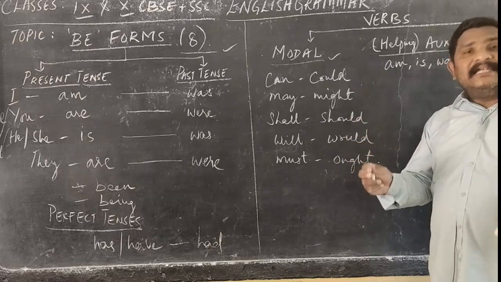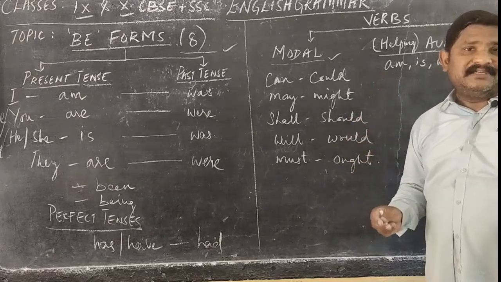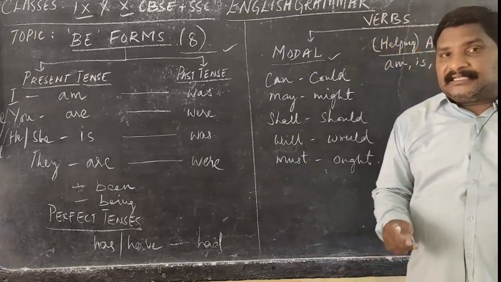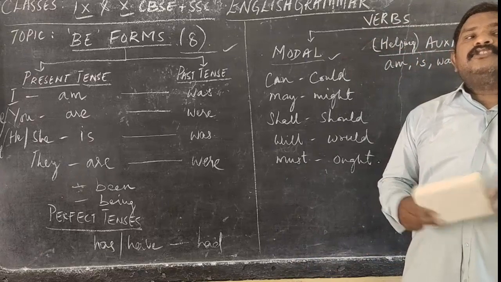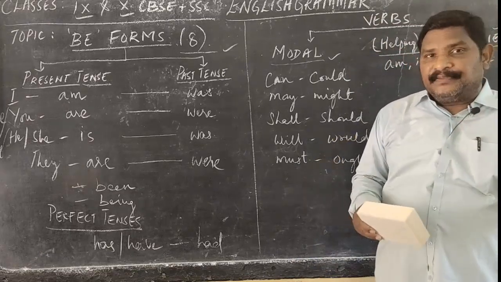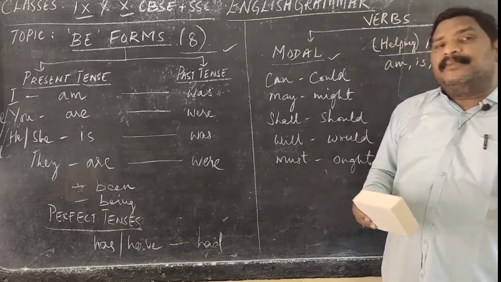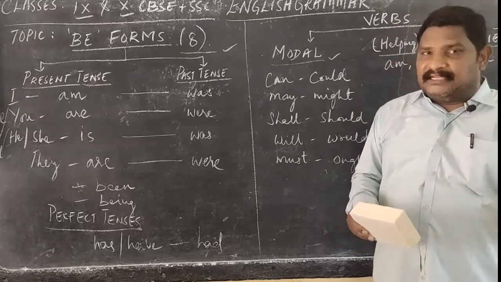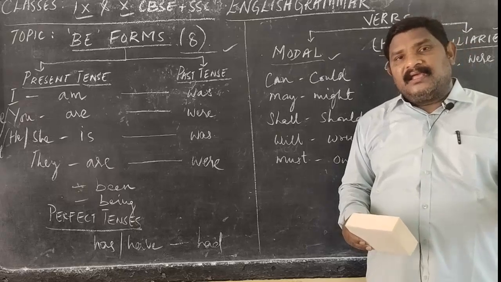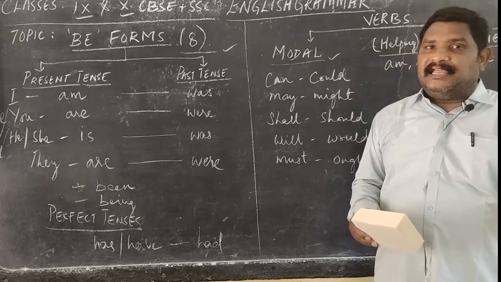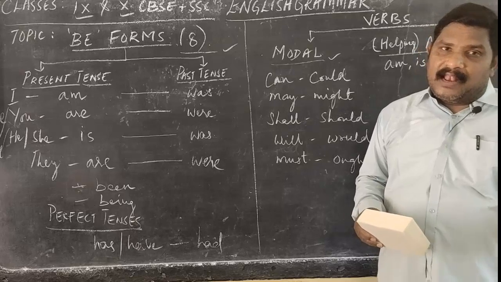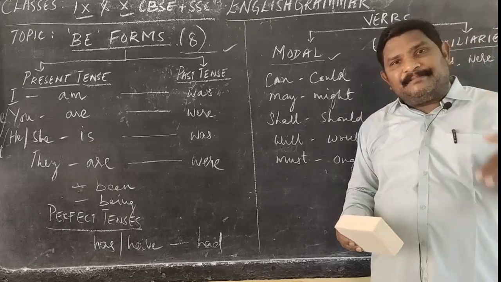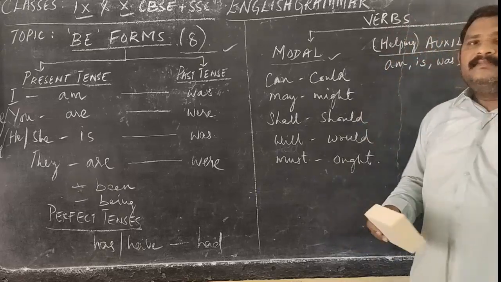Whenever we use sentences to seek permission, or whenever you want to express the possibility of occurrence of the verb in the future: I could have done this nicely, I could have done this, or he would have played very nicely, he would have played well. So normally these modal verbs are used for the possibility of the future, expected in the present.